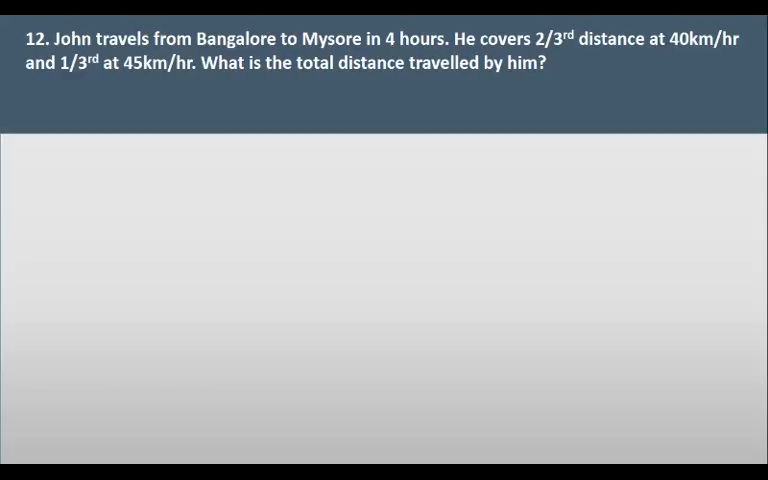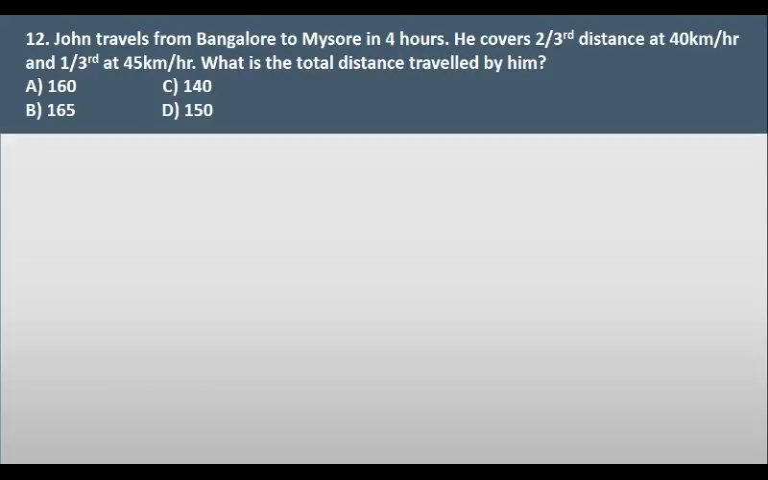So let's get started. 12th problem: John travels from Bangalore to Mysore in 4 hours. He covers 2/3 of the distance at 40 kilometers per hour and 1/3 of the distance at 45 kilometers per hour. What is the total distance traveled by him? The options are A 160, B 165, C 140 and D 150.